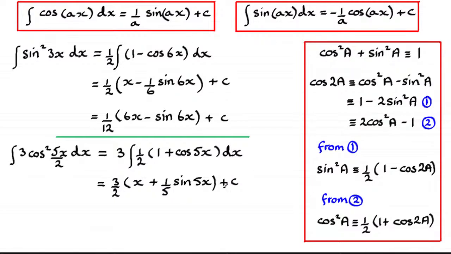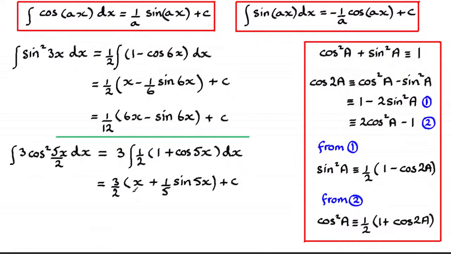If you expanded this, you're obviously going to get 3x over 2, 1.5x. And if you were to multiply 3 over 2 with the 1/5, you're going to get 3/10 sine 5x, which would be 0.3 sine 5x. I'm not really looking for that though.